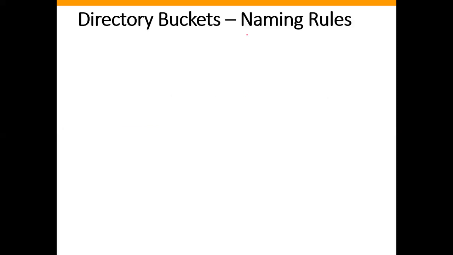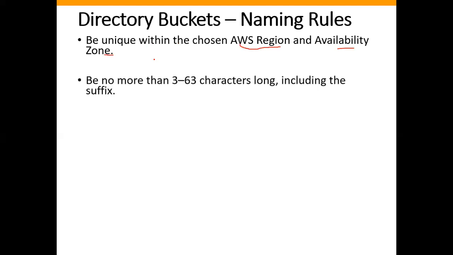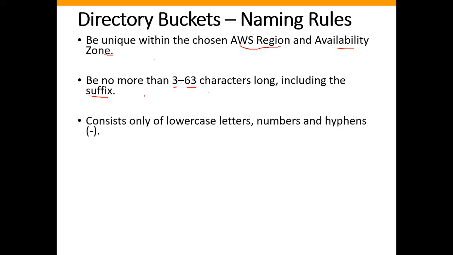Now we are going to discuss the naming convention. Whatever name we give, that particular name needs to be unique within that particular region and availability zone. And the name needs to be minimum 3, maximum 63 characters long, including the suffix. Now, what is this? This is something new we are getting for the S3 naming convention. Yes, we'll discuss that. The name contains only lowercase letters, numbers, and hyphens.